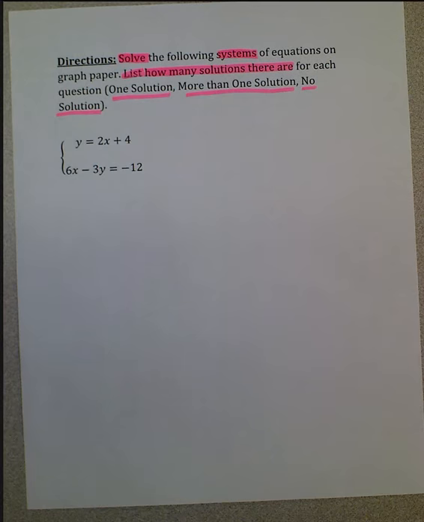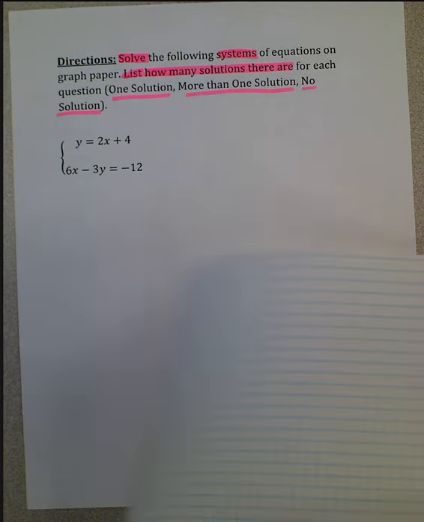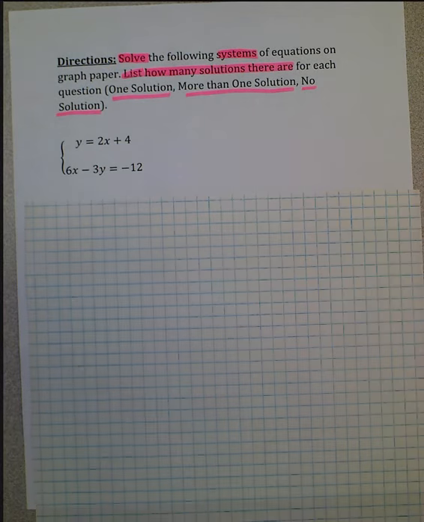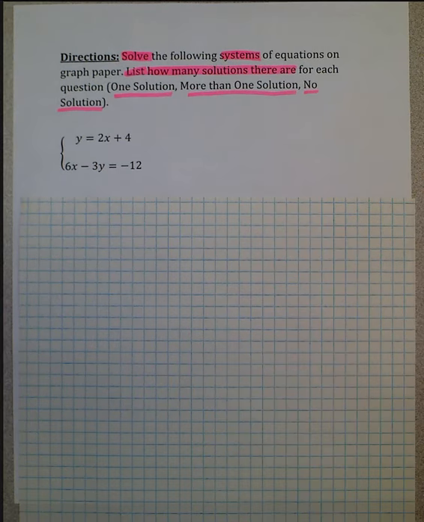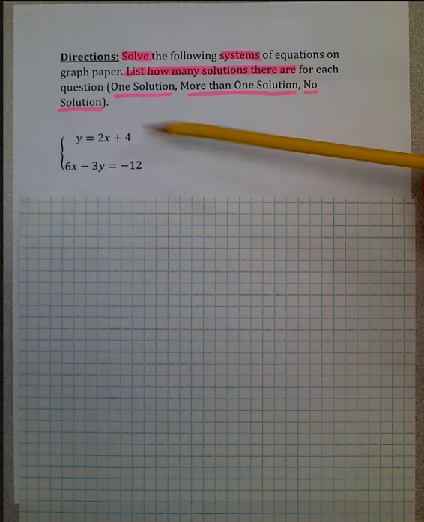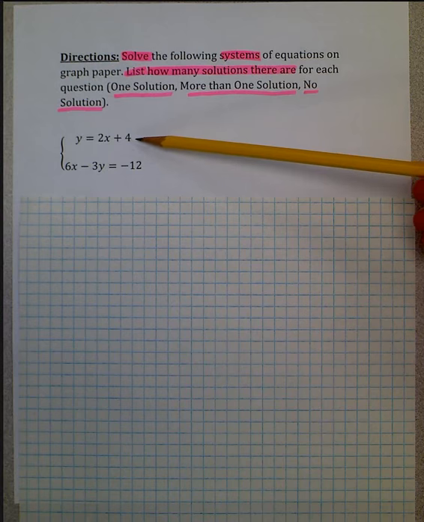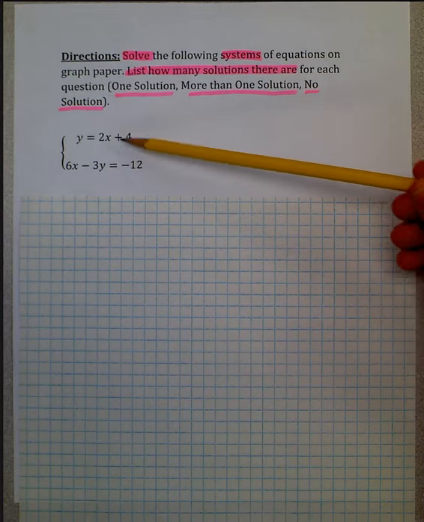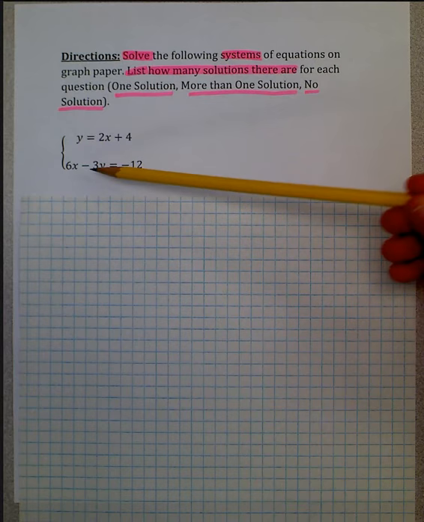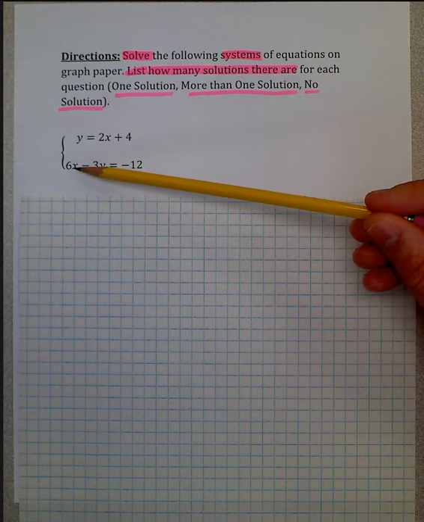Okay, so I'm going to pull out my graph paper here. And looking at this system, I noticed a couple things. The first equation is what's called slope-intercept form, so y equals mx plus b form. And the second one is not. The second one is what's called standard form.